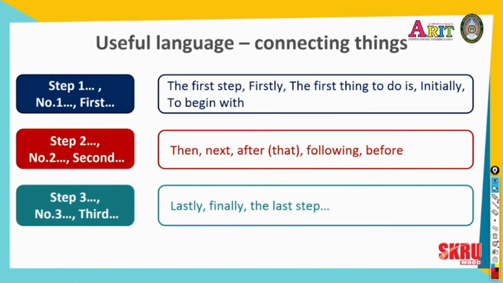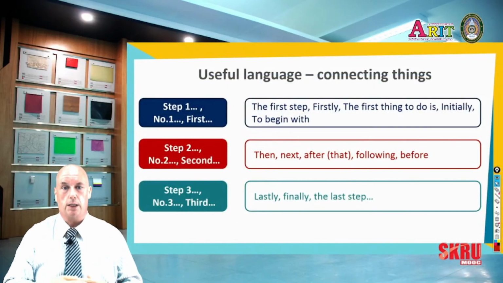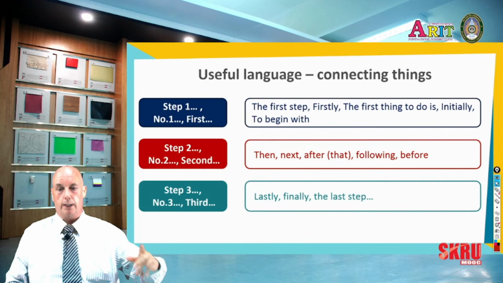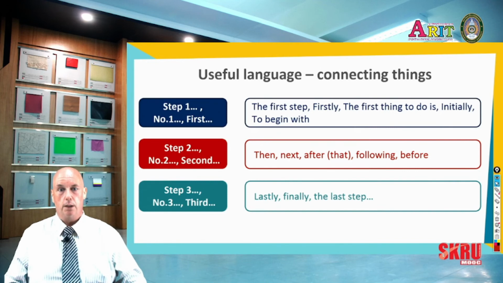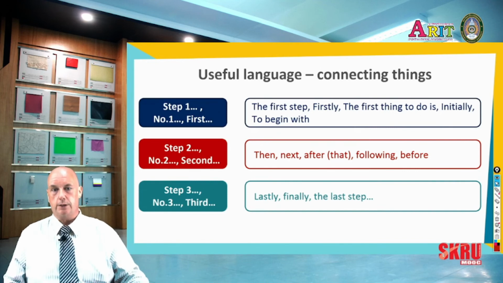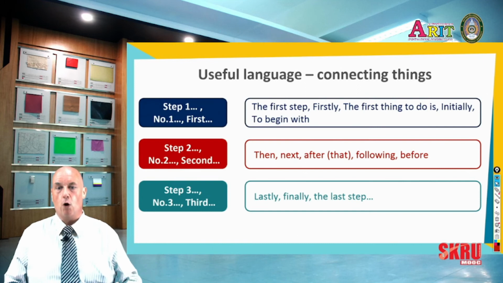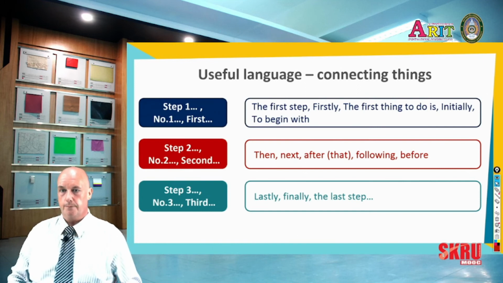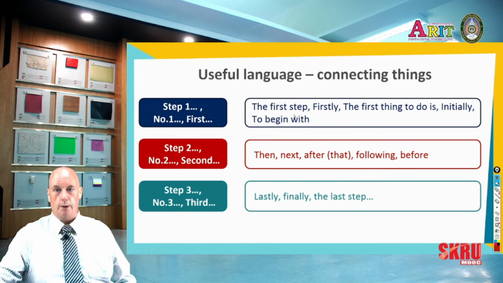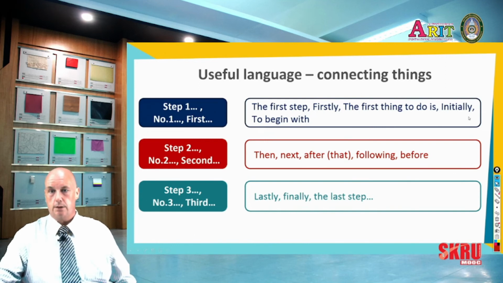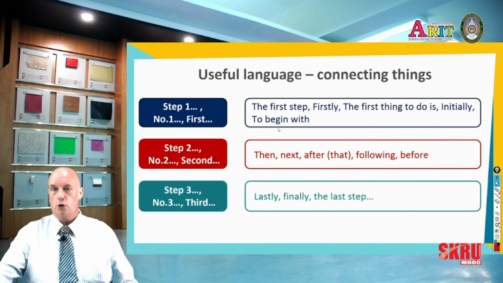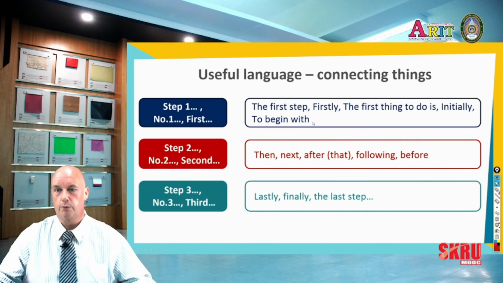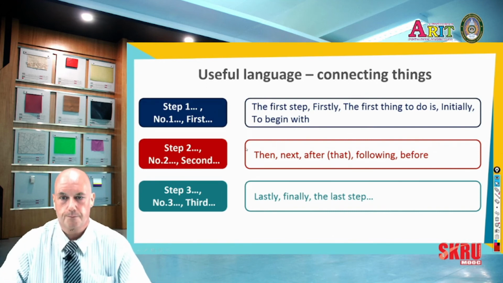So some useful language when we connect things. We might start using just simply step 1, step 2, step 3, number 1, number 2, number 3, bullet points, first, second, third. Any kind of ordinal number setup helps us do that. And some of the phrases that would go with that. At the beginning, the first step. Firstly, the first thing to do is, initially, to begin with. So these are lots of ways we can talk about starting something.